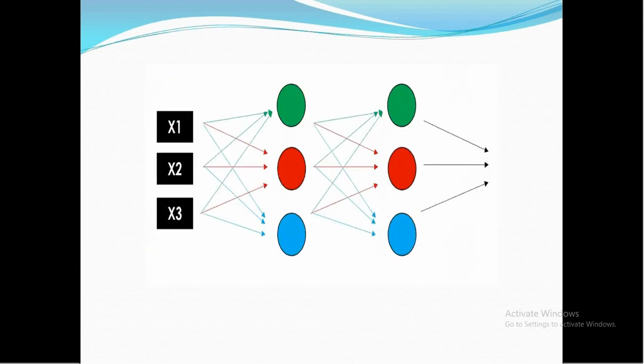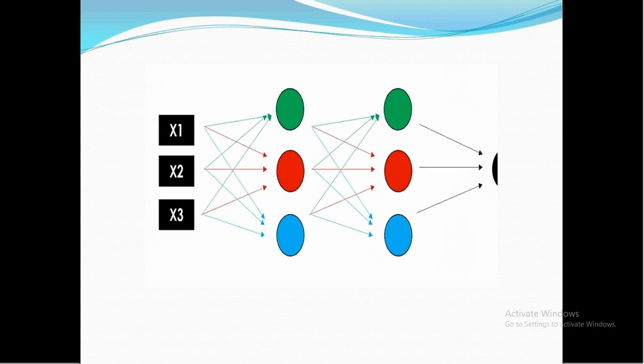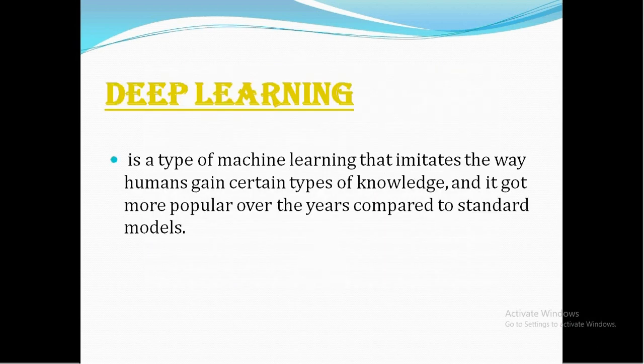It is a type of machine learning that imitates the way humans gain certain types of knowledge, and it has become more popular over the years compared to standard models. While traditional algorithms are linear, deep learning models, generally neural networks, are stacked in a hierarchy of increasing complexity and abstraction. Therefore, the "deep" in deep learning.